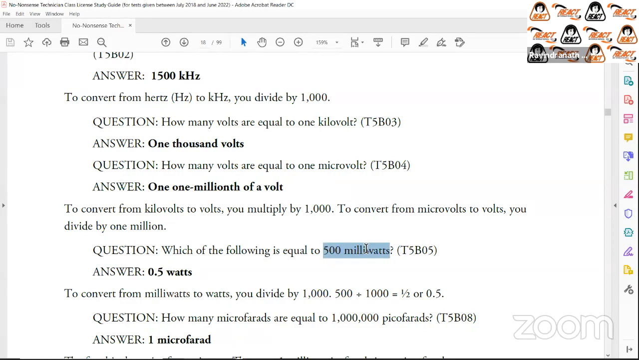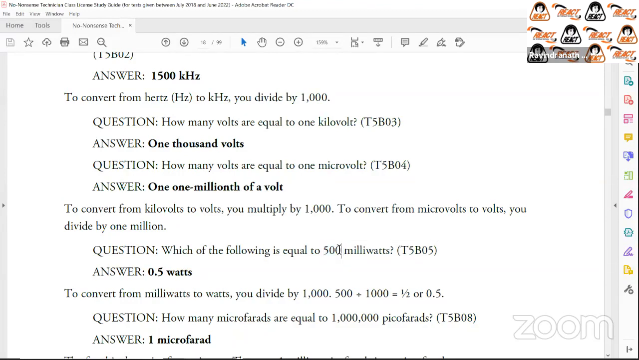if I were to multiply this by 2, and I'm just showing a little technique here for quick calculation. If I were to multiply this by 2, I get 1,000 milliwatts, right? Which is 1 watt. But if I only want to find out about 500 milliwatts, 500 milliwatts is half of 1,000 milliwatts, right? So if 1,000 milliwatts is 1 watt, what is half of a watt?